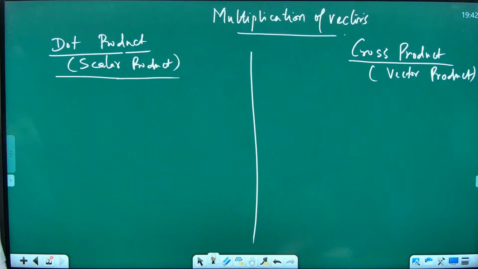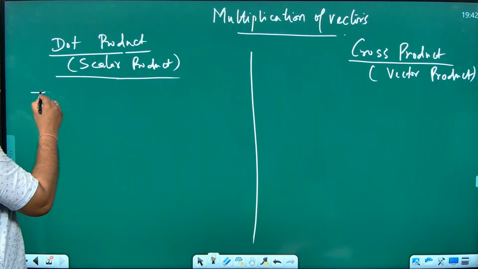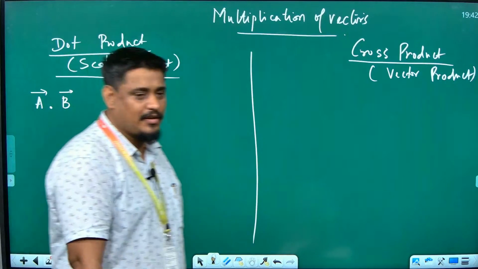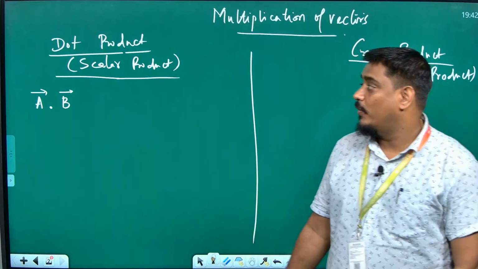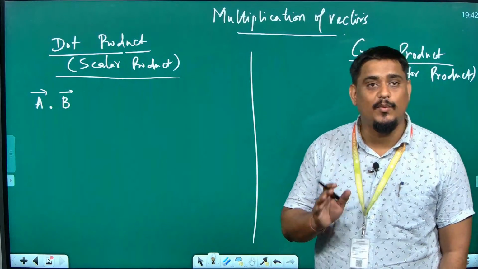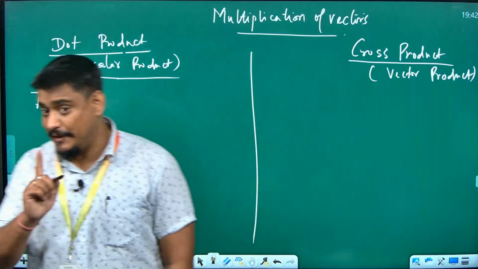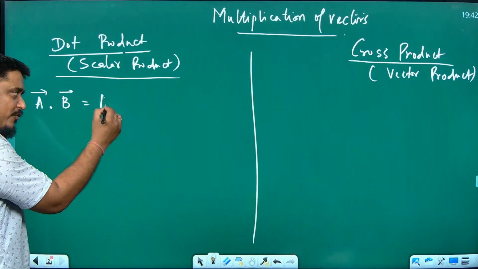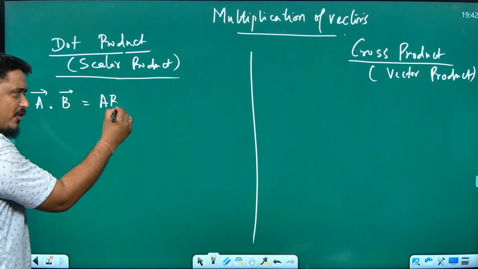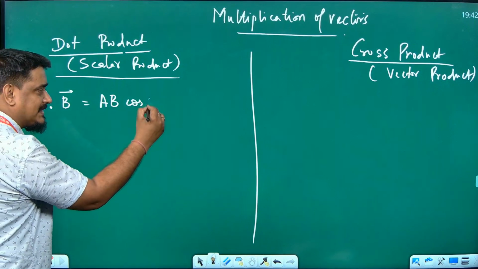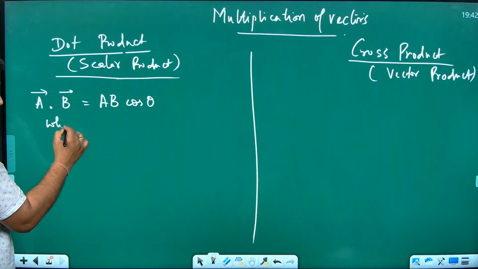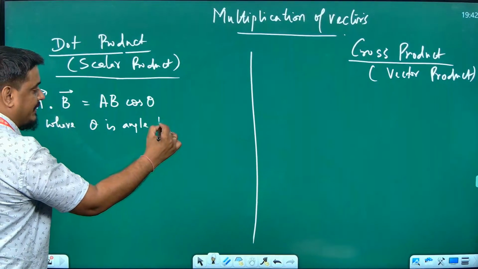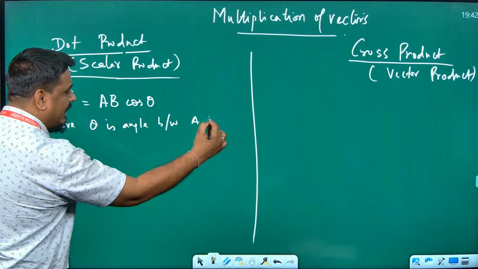Coming back. So, if you have two vectors, A vector dot B vector. Okay? When you are multiplying these two vector quantities by dot product, please pay attention. The result will be magnitude of A into magnitude of B into cos theta, where theta is what? Angle between A and B, angle between A and B.